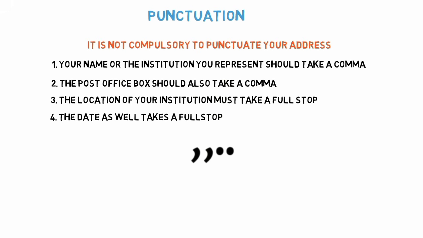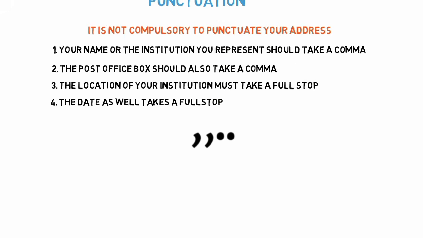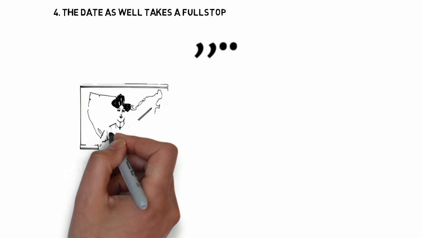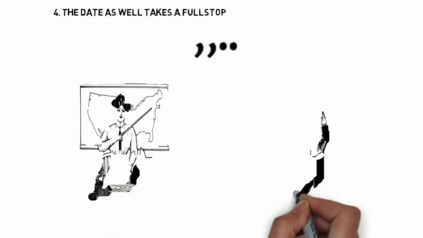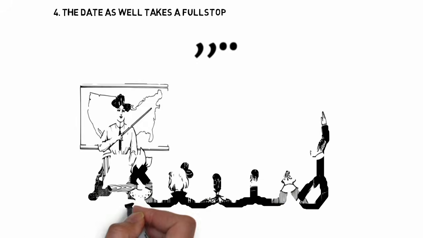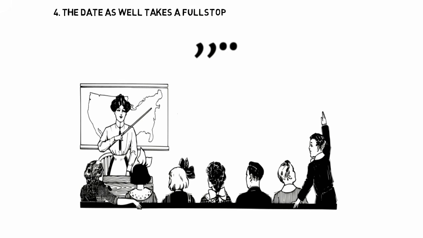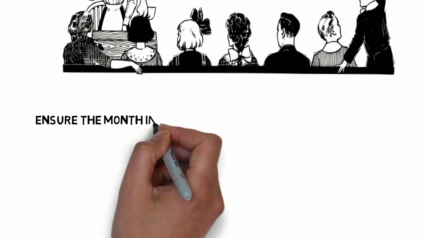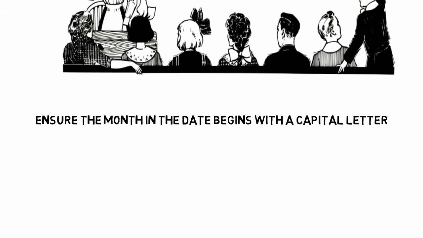The date is a separate entity on its own, and regardless of whether you are writing your address with punctuations or not, the date should always take a full stop. Some schools of thought suggest that both the date and the address can be written without punctuations if you choose to. But for the sake of exam purposes and to be on a safer side, it is advisable to always add a full stop after writing the date. If your address is not written in block, that is capitalized, ensure that the month in the date starts with a capital letter. Why? Because all months of the year are proper nouns and must always begin with capital letters.